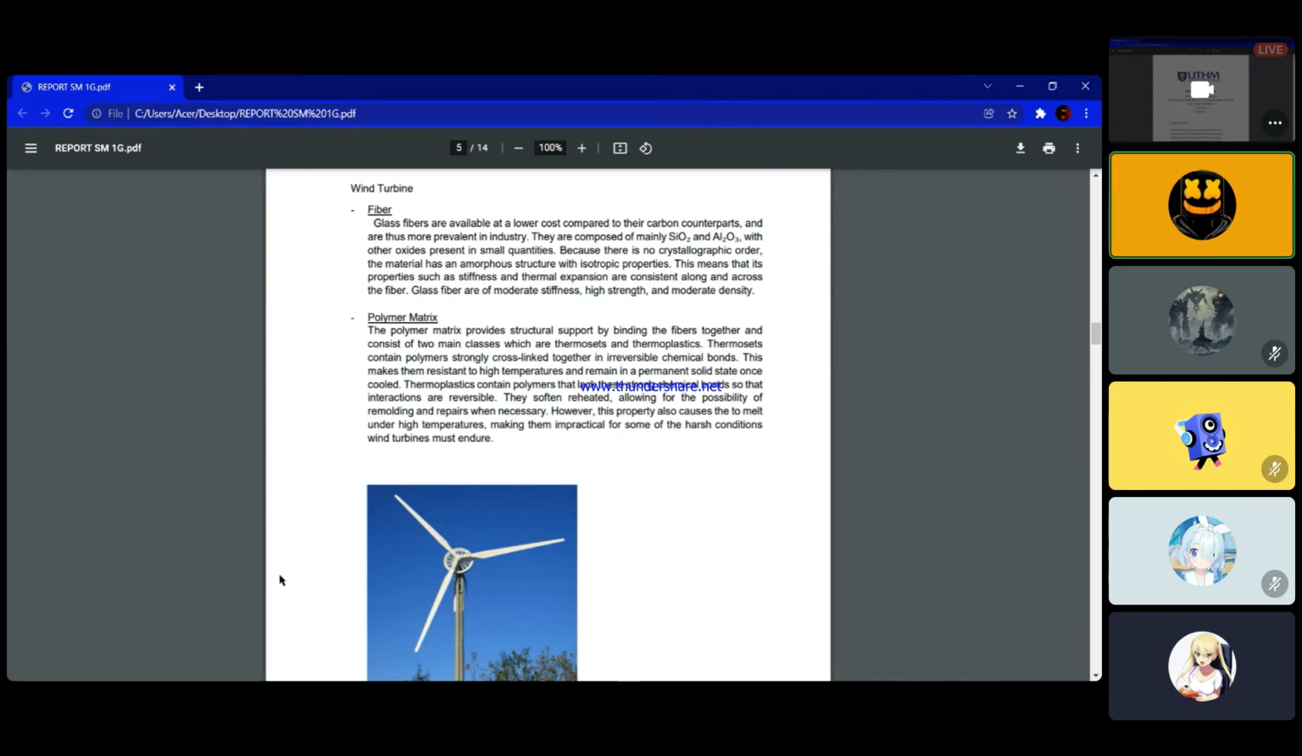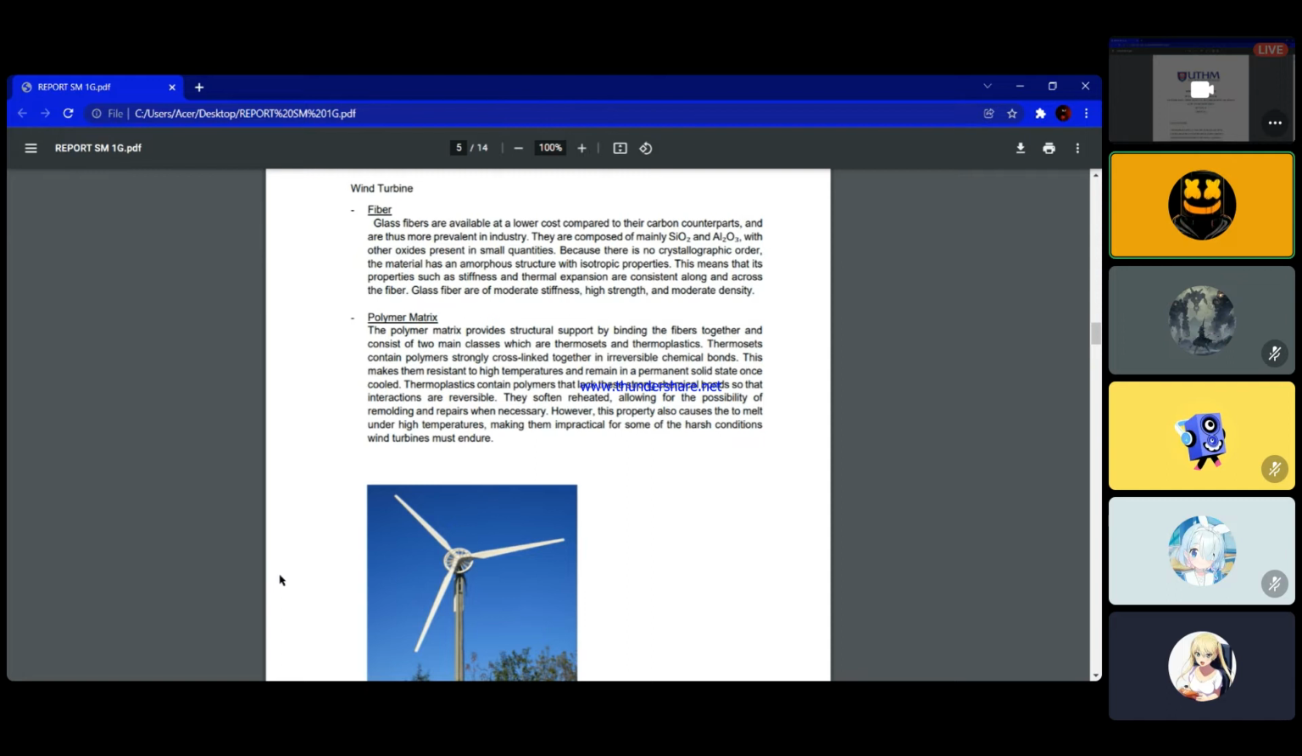Polymer matrix. The polymer matrix provides structural support by binding the fibers together and consists of two main classes, which are thermosets and thermoplastics. Thermosets contain polymer strands cross-linked together in irreversible chemical bonds. This makes them resistant to high temperature and they remain in a permanent solid state when cooled. Thermoplastics contain polymers that lack this strong chemical bond so that interactions are reversible. They soften when reheated, allowing for the possibility of remolding and repairs when necessary.